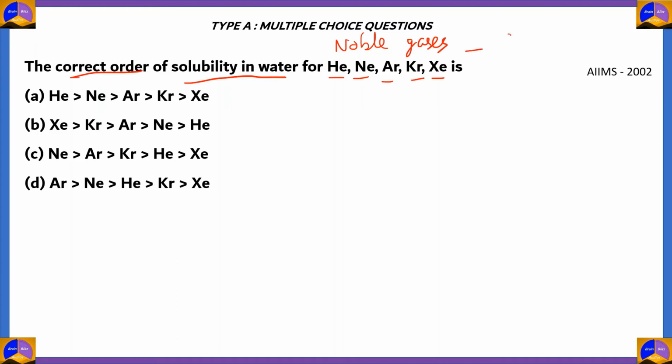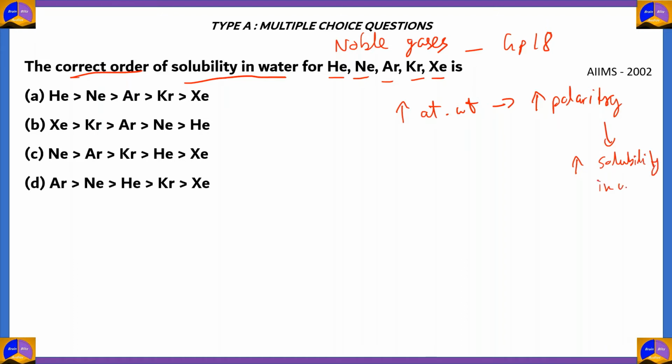So these gases belong to group 18. And when it comes to group 18, increased atomic weight ensures more polarity, which (A) gives higher solubility in water, and (B) gives higher van der Waals forces. So let's restrict ourselves to solubility.